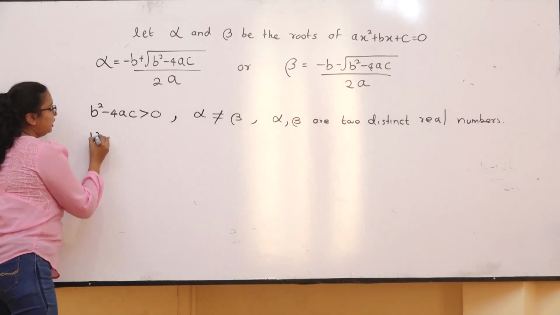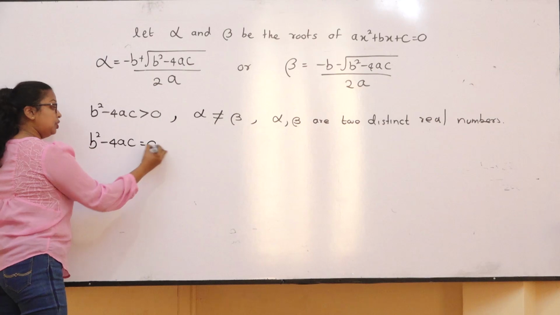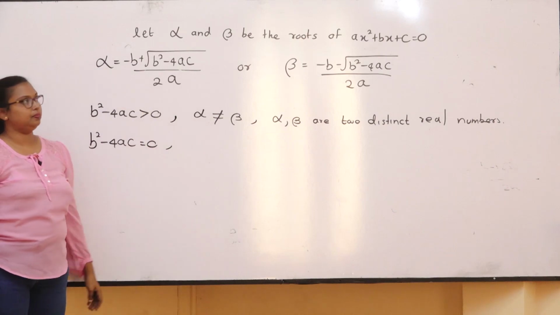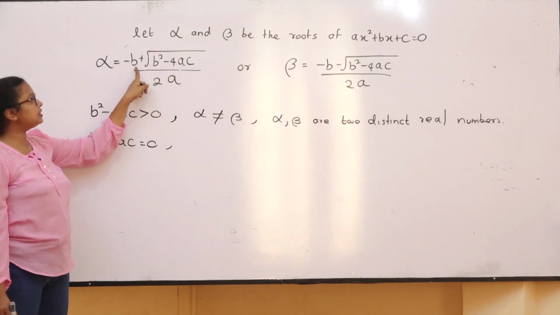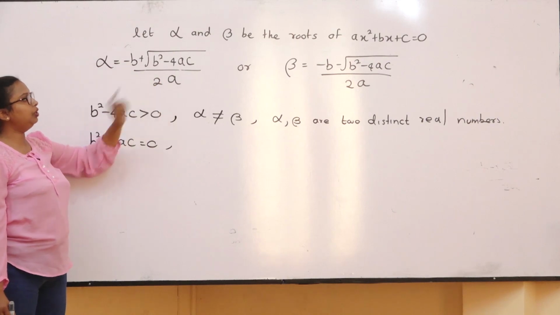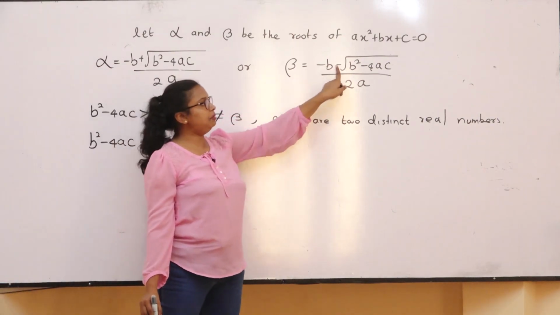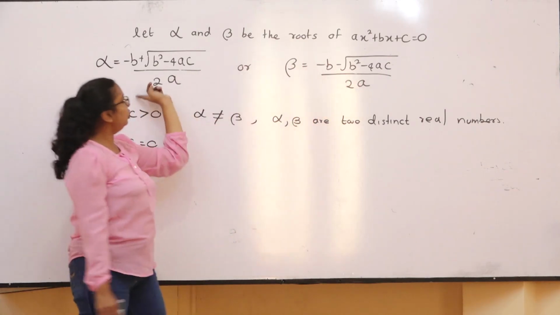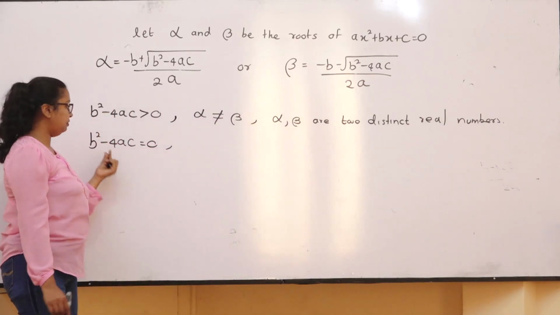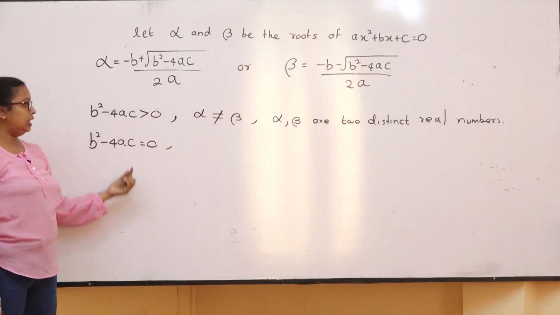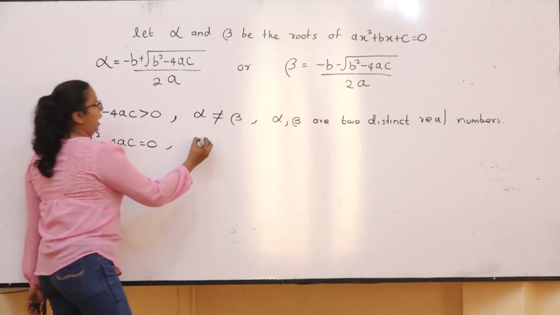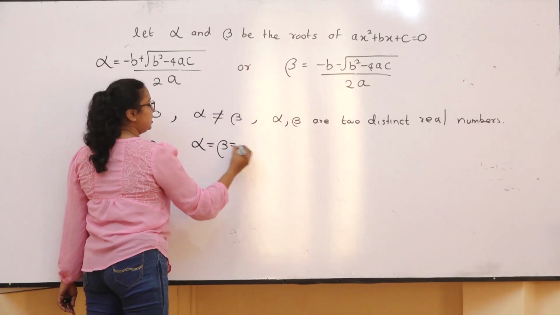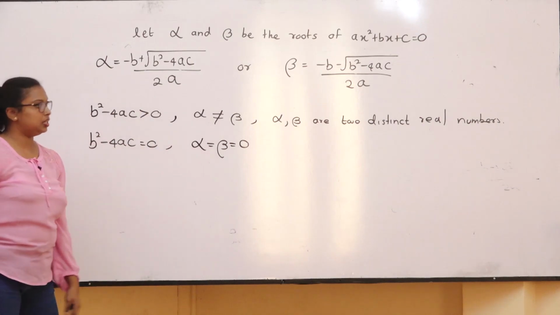Now, when b squared minus 4ac is equal to 0, what will happen? When the thing inside the square root is equal to 0, minus b plus 0 means minus b over 2a. And minus b minus 0 means again minus b over 2a. So, from both you are getting minus b over 2a. That means, if b squared minus 4ac is equal to 0, alpha equals beta.